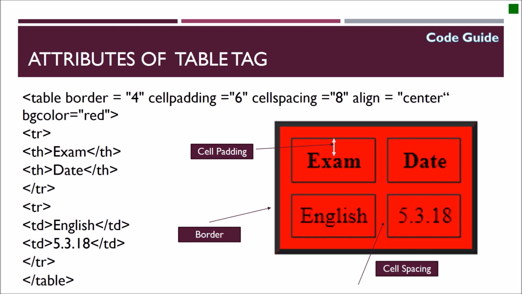So here two rows are given. First is the heading, exam date. So we took this as TH and /TH. Next one is for English and the date. These are the two columns, so we took this as TD. The outline is the border of the table, and on the inner side cell padding and cell spacing are specified.